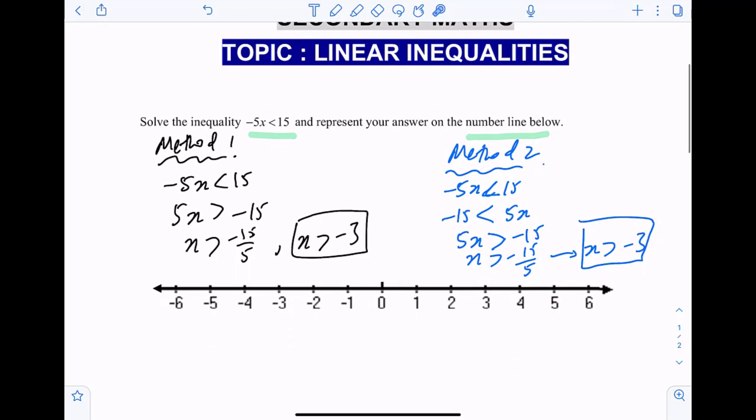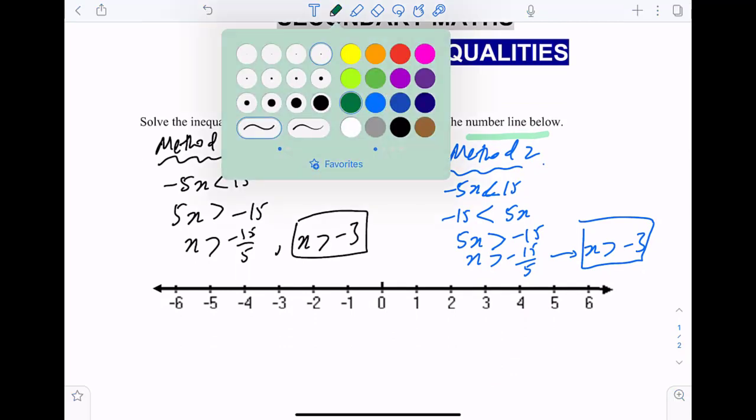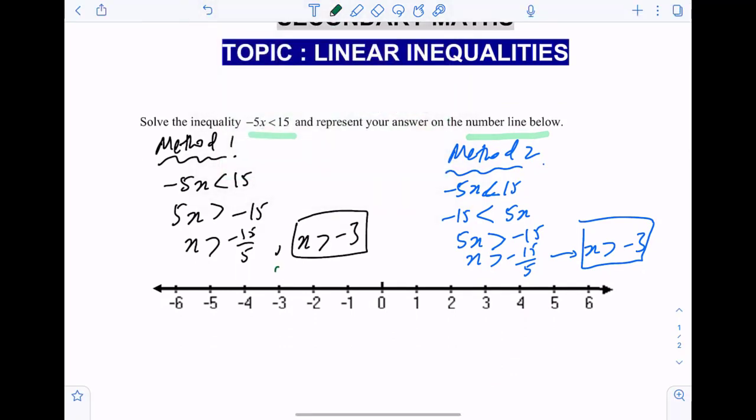So how do we draw this on the number line? X is more than negative 3. So have a circle there. Do not shade the circle because this is not more than or equal to. Okay, so your line, you can draw it like that. Again, do not shade this. You only shade when there is an equal sign in your inequality. Okay, final answer for this question.